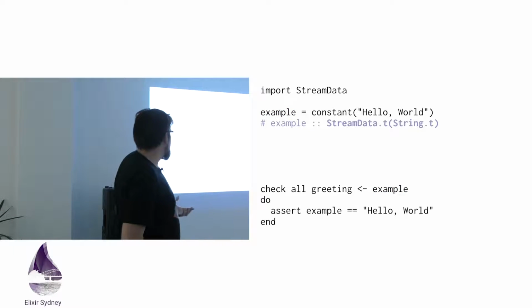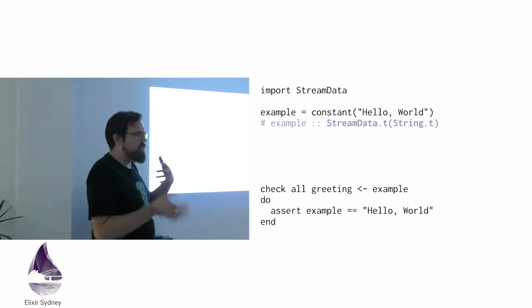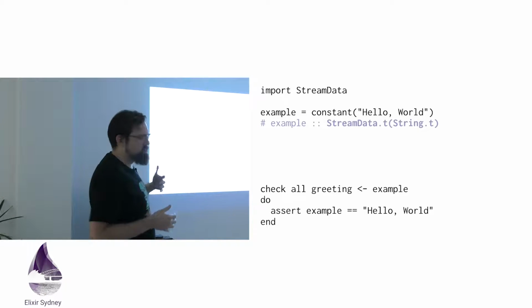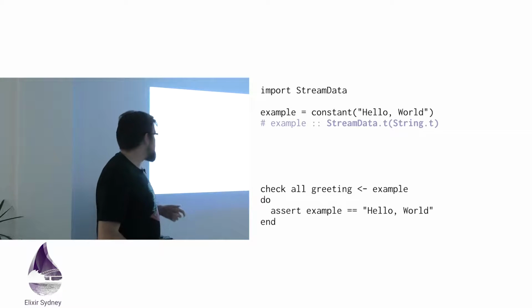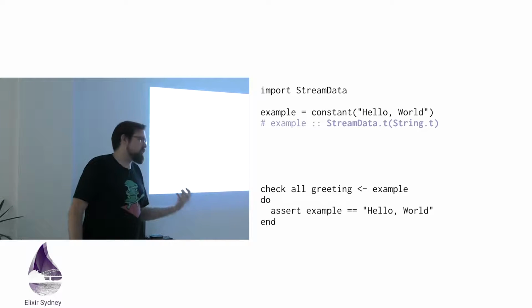So we've got constant, which takes a string and returns a generator that, when used, will always return that particular string. And if you're familiar with Dialyzer specs at all, this is the literal spec for that chunk of data. It's a value that represents potential strings.